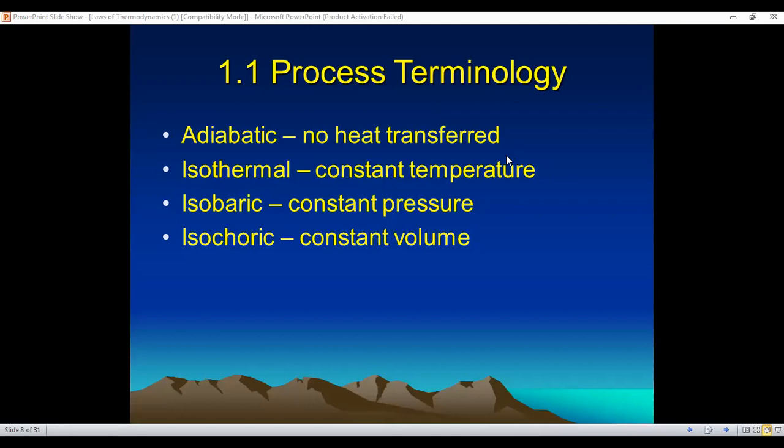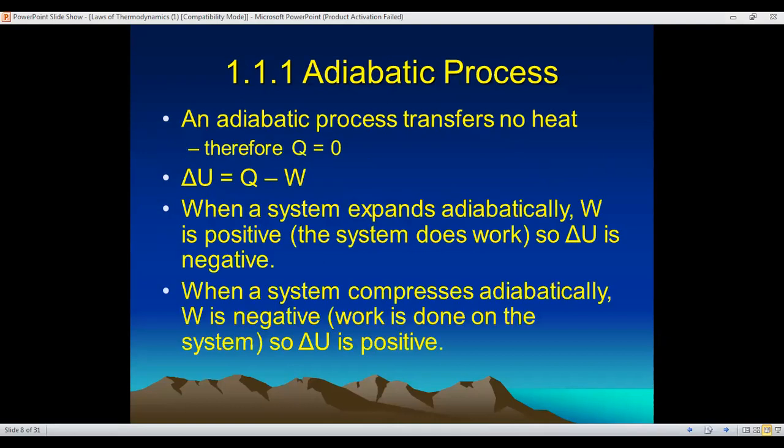Okay, so the adiabatic process is one where there is no heat transfer. Let's start this process. What is this process and what is the application of this process? Adiabatic process, yes, adiabatic process transfers no heat. There is Q equal to zero.